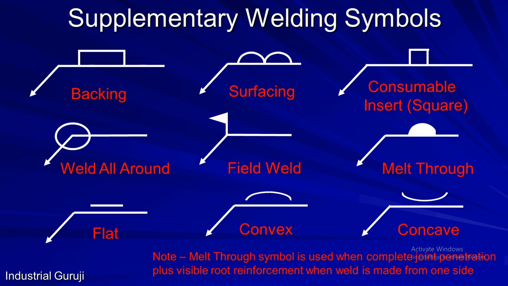Now let's see supplementary welding symbols. As the name suggests, supplementary, these symbols accompany main elementary welding symbols. These symbols are backing, surfacing, consumable insert, weld all around, fillet weld, and melt through. Weld contour is shown by the nature of their profile, like flat, convex, and concave. Many of my friends keep asking me what is the melt down symbol. The melt down symbol should be used when complete joint penetration with visible root reinforcement is seen and when the weld is made from one side.